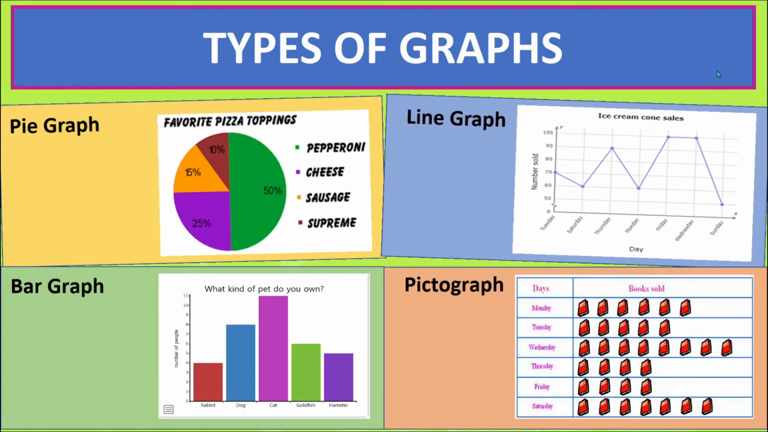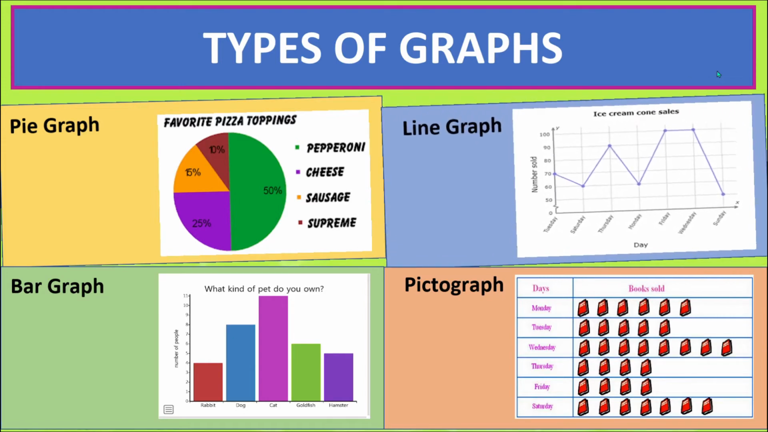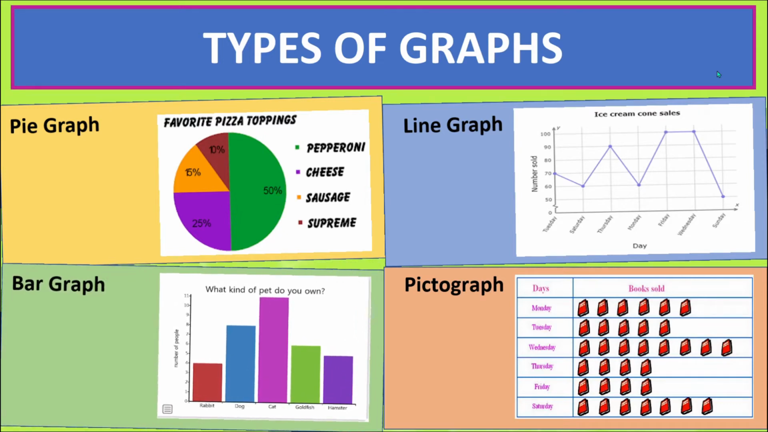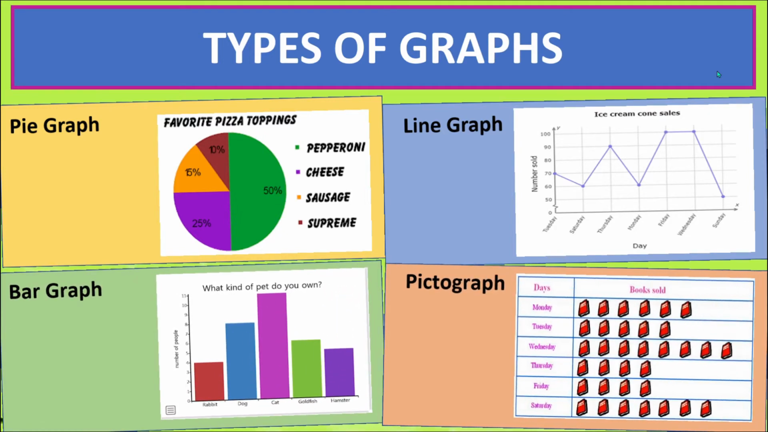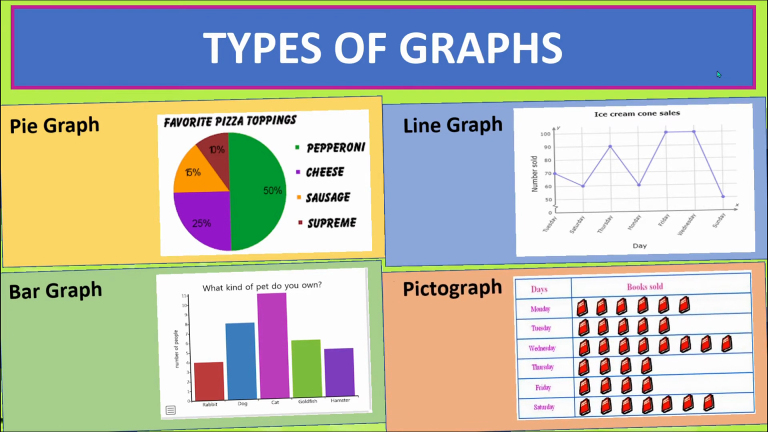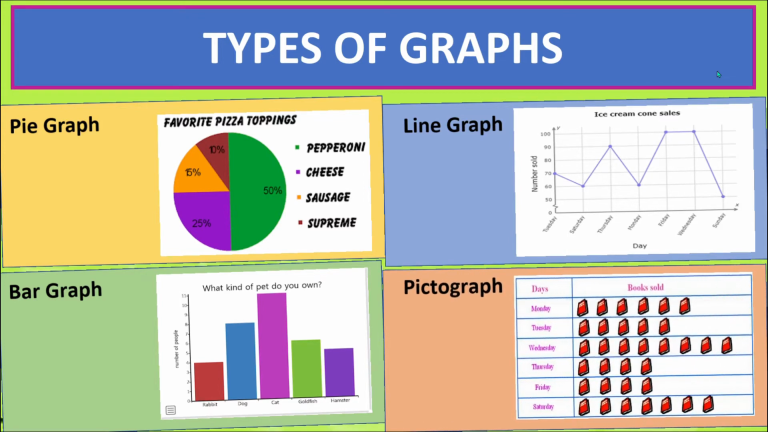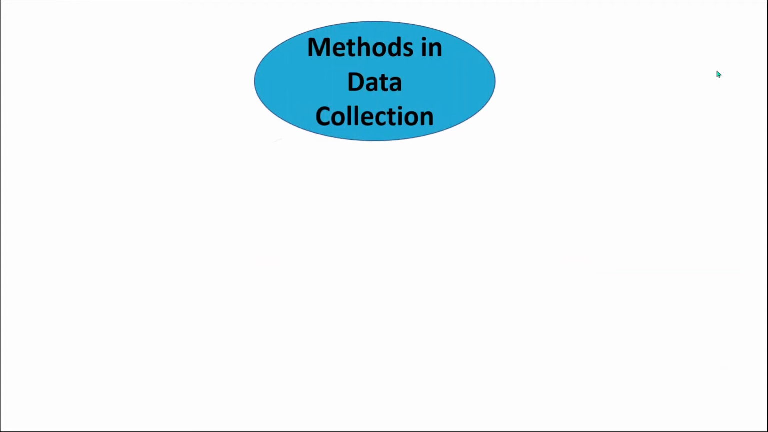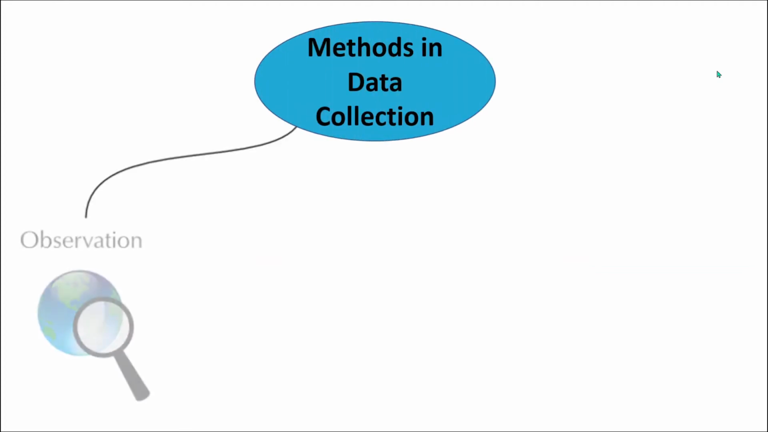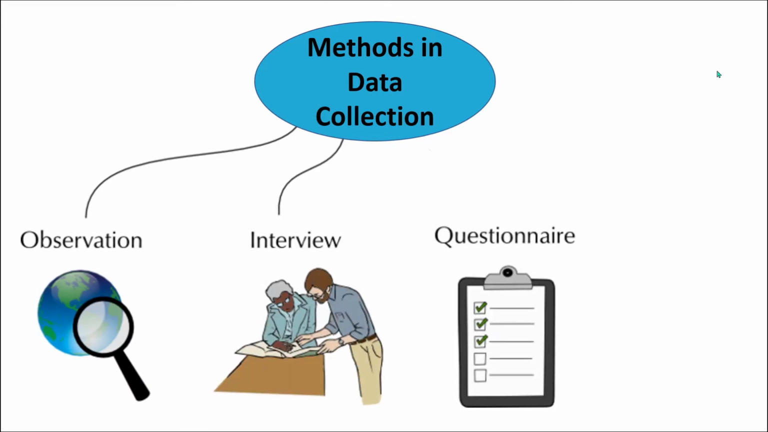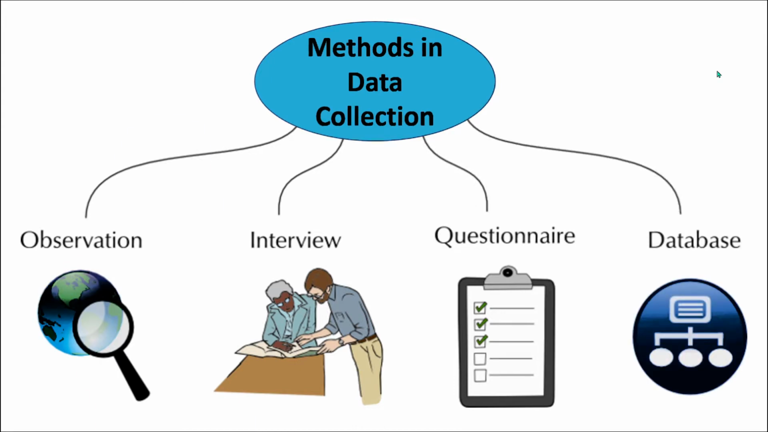The line graph is used to track changes over short and long periods of time. The bar graph is used to compare things between different groups, and the pictograph uses picture symbols to convey the meaning of statistical information. In our previous lessons, we also discussed and applied the methods in collecting data. We collected data through observation, conducting interview or through questionnaire, and through database.